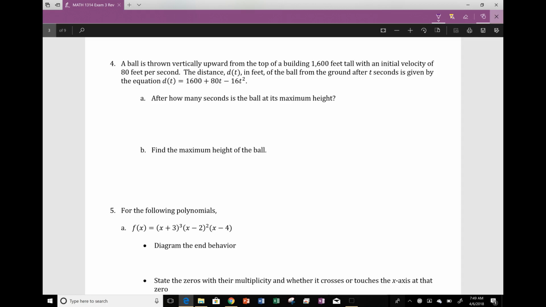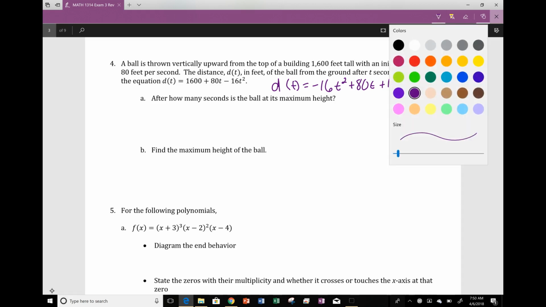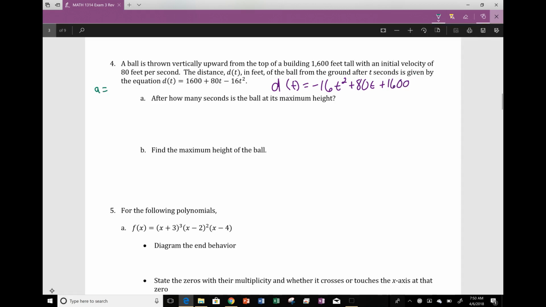The first thing that we want to do is go ahead and rewrite that into our ax squared plus bx plus c format. So I get negative 16t squared plus 80t plus 1,600. This way we can pick off our a, our b, and our c. So in this particular case, a will be negative 16, b will be 80, and c will be 1,600. This is going to be important for us.